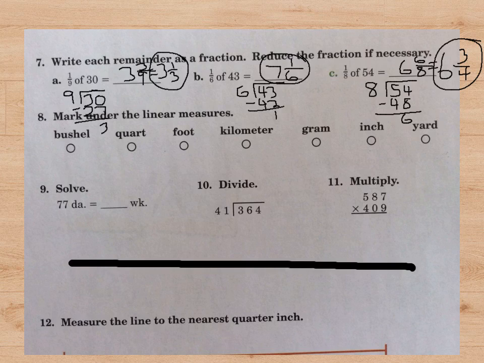Foot. Oh, a foot would be length, so let's mark in that one. Kilometer would be length. Let's mark in that one. A gram, that'd be weight. An inch, that'd be length. And so would a yard. So you should have filled in foot, kilometer, inch, and yard.